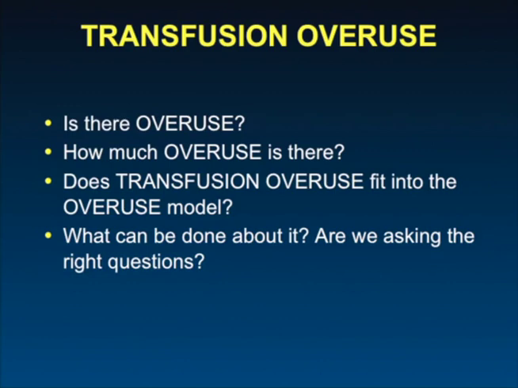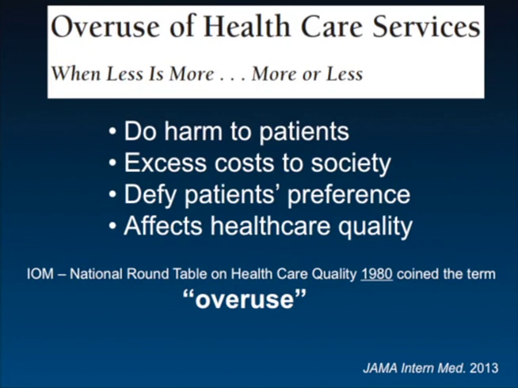As I mentioned, overuse may be an issue in terms of patient safety. Overuse was actually described early on, in 1980, by the Institute of Medicine, and I'll go over the definition in the next slide, but you can see that it has the potential of doing harm to patients. It has excessive cost not only to society but to healthcare, and it defies patients' preferences. Many times patients expect that what's being done to them is going to yield benefit and not just risk. And of course, it affects healthcare quality, the backside of which is patient safety.